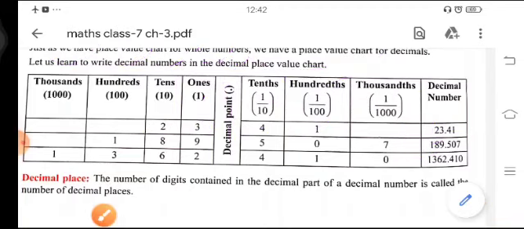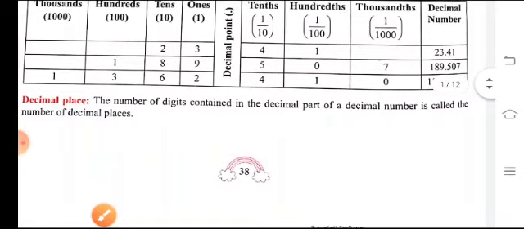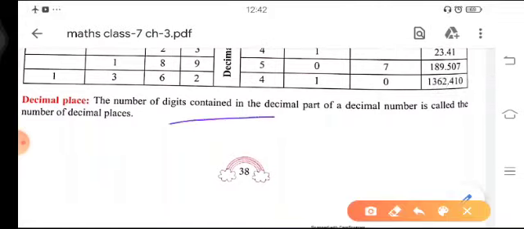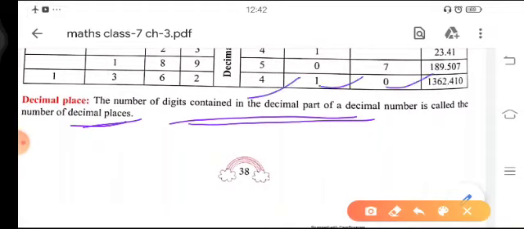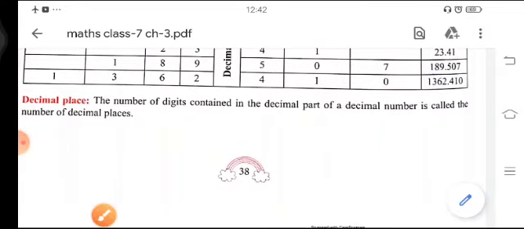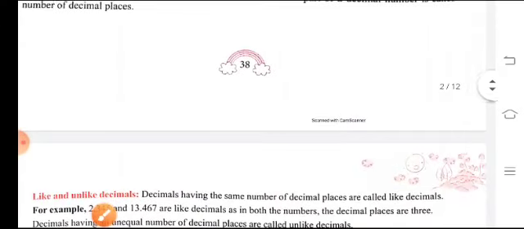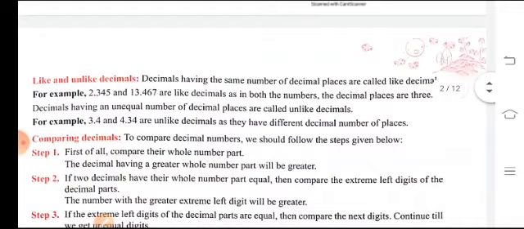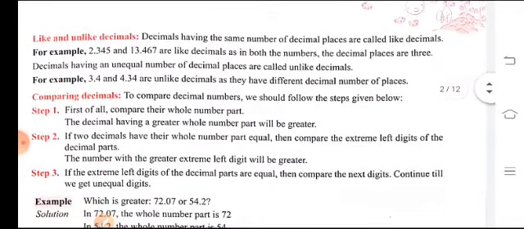Okay students, now next is decimal places. What is a decimal place? The number of digits contained in the decimal part of a decimal number is called the number of decimal places. These places in a place value chart are known as decimal places. Hope you have understood what a decimal is and how you will represent decimal numbers on a place value chart. Now next is like and unlike decimals.